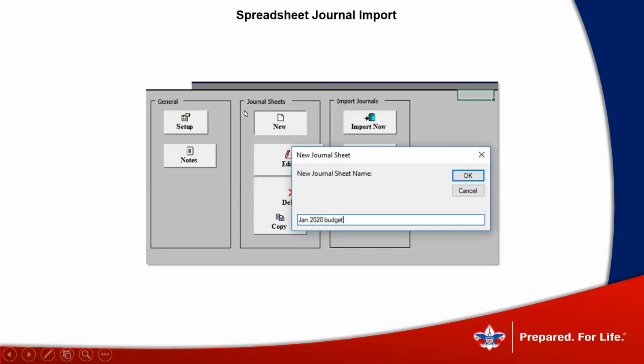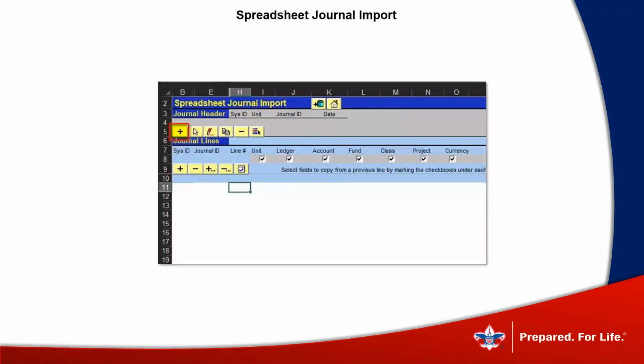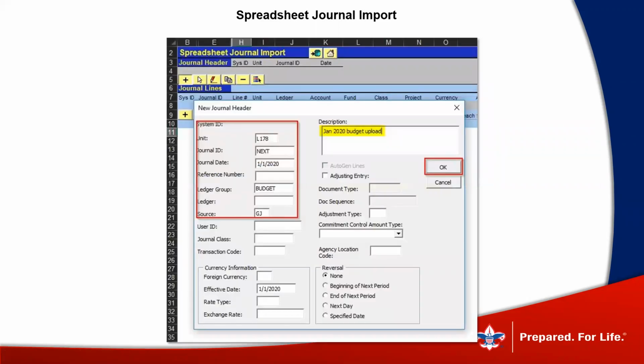The next is you're going to go to the next set of boxes, which is the journal sheet, and you're going to click New, because we're going to create a new journal sheet. And in this case, we're going to call that journal sheet January 2020 Budget Upload, and then we're going to click OK. And that opens this spreadsheet journal import page. And if you've done this before, you're familiar with this look. We create a journal header first. So we're going to click on that plus button. That's going to open up a screen that allows us to create the journal header.